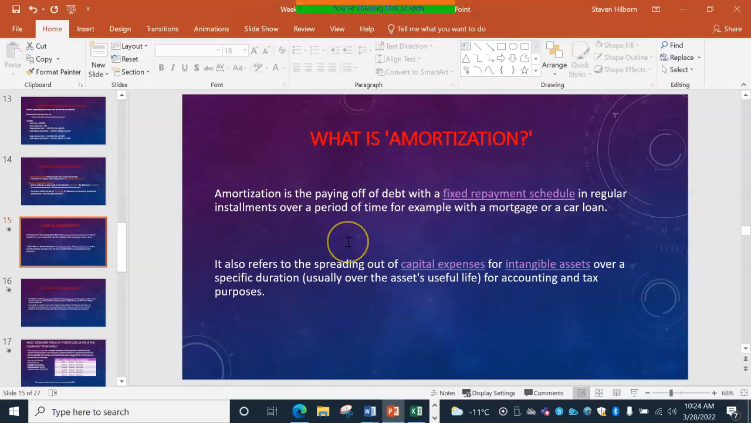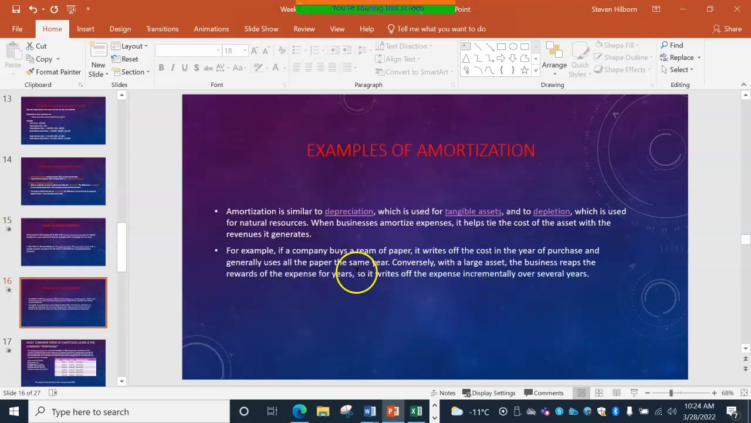It also refers to the spreading out of capital expenses for intangible assets over a specific time. So why is amortization important? It is similar to depreciation, which is used for tangible assets, and to depletion. So it goes right to the point where it's no longer worth anything, or it is only worth whatever our salvage value is.